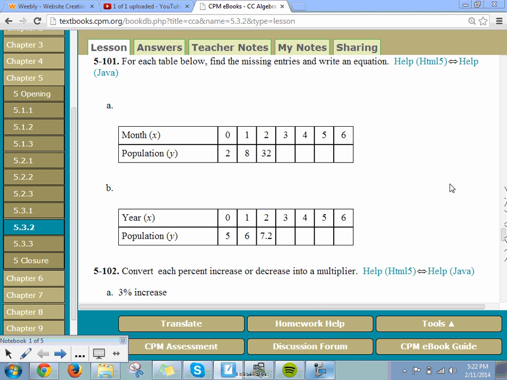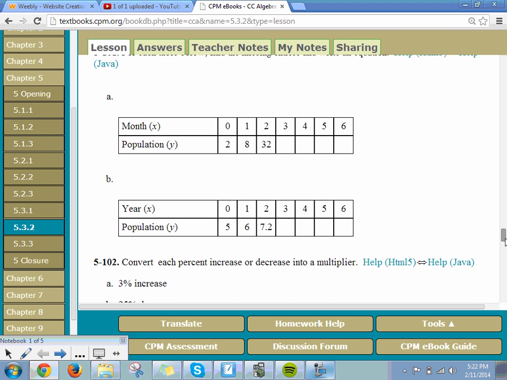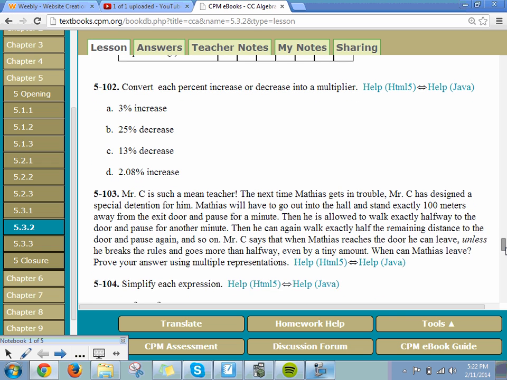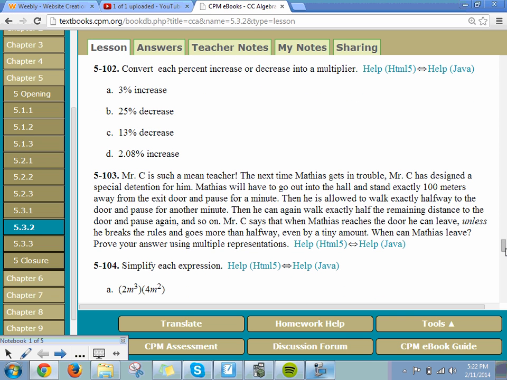So we're going to move on. Looking at 102, it asks us to convert each percent increase or decrease into a multiplier. So what would we need to multiply each time? This isn't too bad. First, we could think about what these are as decimals. So 3% is 0.03, 25% is 0.25, 13% is 0.13, and 2.08% would be 0.0208.